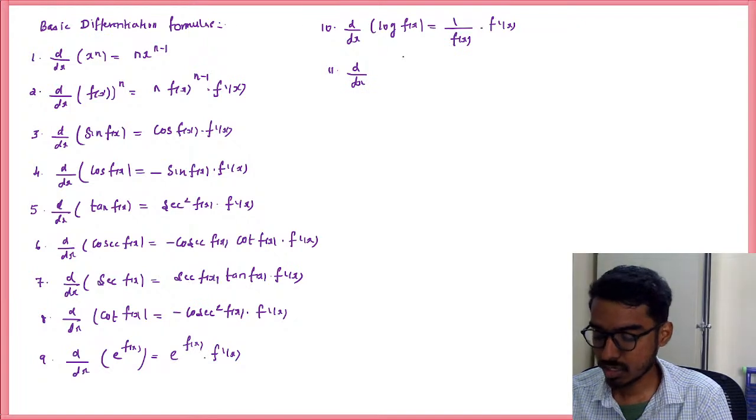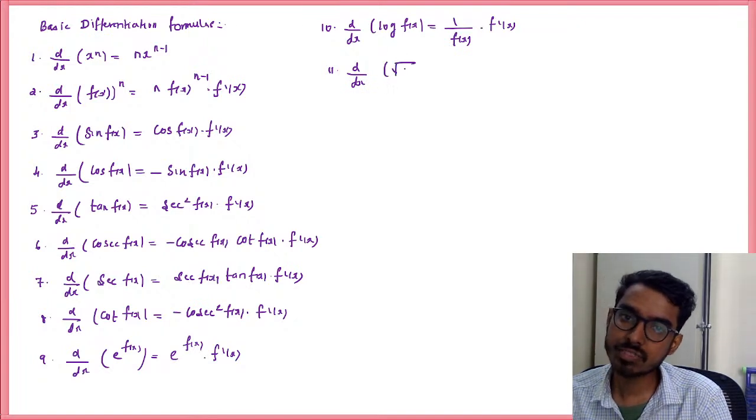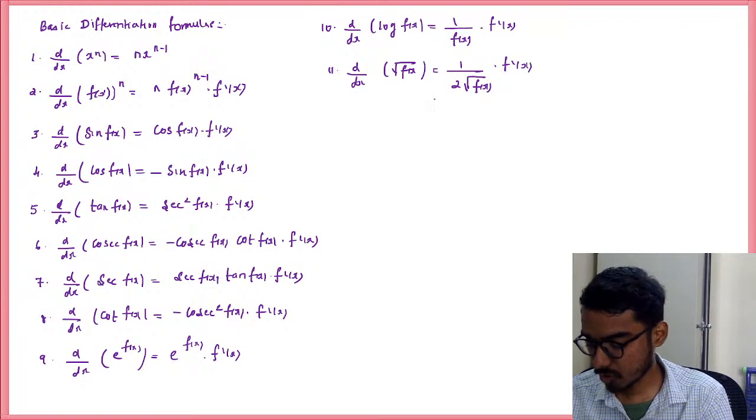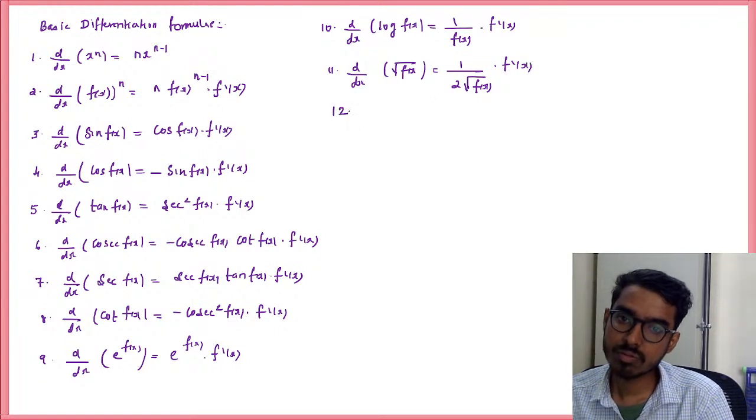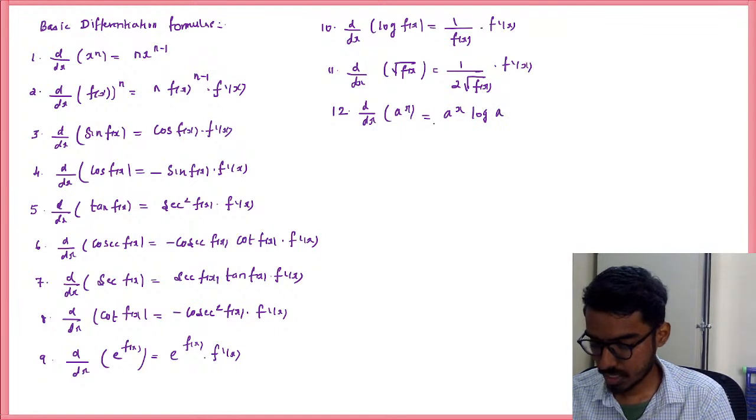So d by dx of root f of x will be 1 by 2 root f of x into f dash of x. d by dx of a power x, it will be a power x log a.